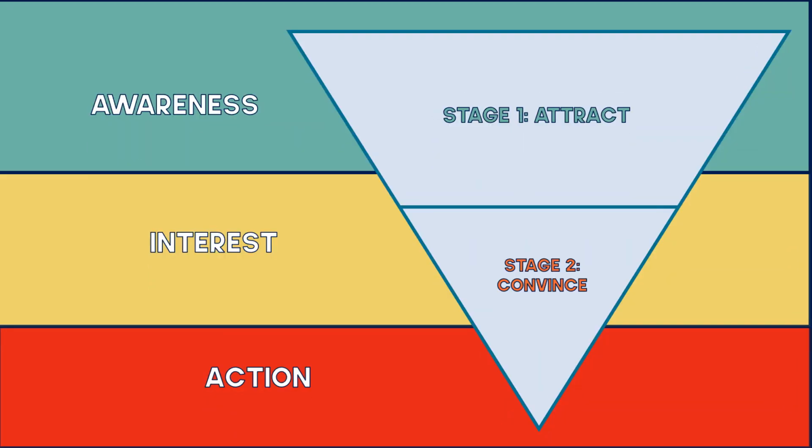Now we'll come on to the important part of this lesson, and arguably the most important part of this entire course. How are you going to go about attracting and convincing people to buy your product? Essentially, you can break down the sales funnel process into two stages. Stage 1 is to attract. Stage 2 is to convince.